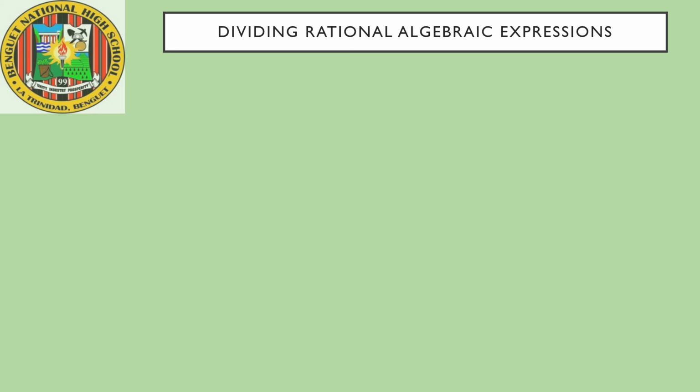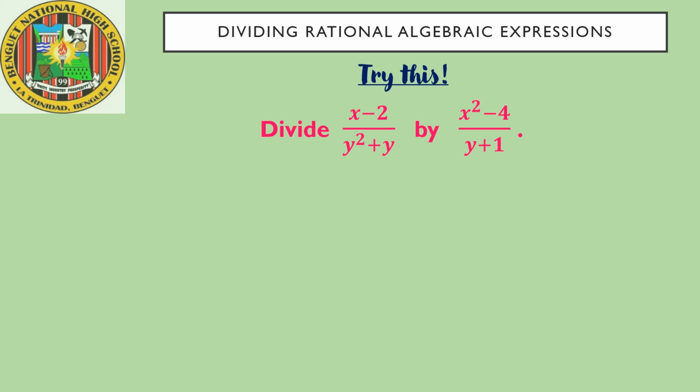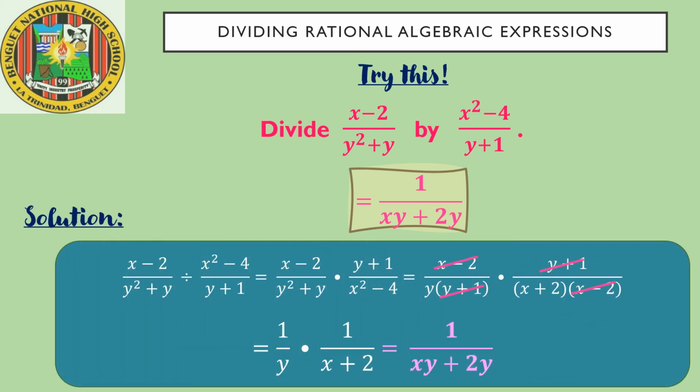To check how much you've learned, try solving this problem. Divide x minus 2 over y squared plus y by x squared minus 4 over y plus 1. Pause this video and solve before we move to the answer. Done? If you got the RAE 1 over xy plus 2y, you got the correct answer. Good job! If you got a different answer, check the solution to see where you went wrong. Mistakes are never permanent if you take the time to correct them.